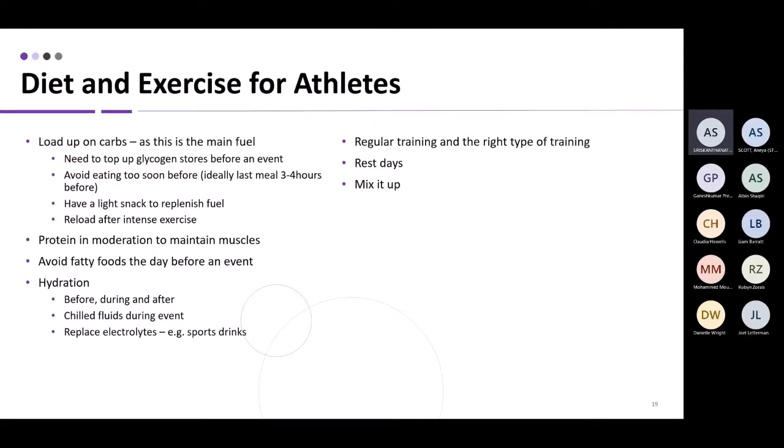Carrying on. Again, protein in moderation, just to maintain your muscle so you don't end up with muscle wasting. Avoid fatty foods, so a roast dinner isn't recommended. Being sufficiently hydrated is important, so drinking loads of water and ensuring your electrolytes are topped up. During the event itself, having chilled fluids is important because your body's going to start overheating from all the exercise, so cool fluids going through your system will help you cool off inside and prevent overheating. Also, having regular training and rest, and mixing it up, helps work the different muscle groups and the different types of muscle fibers you have.